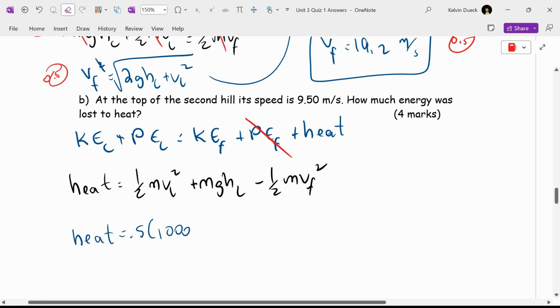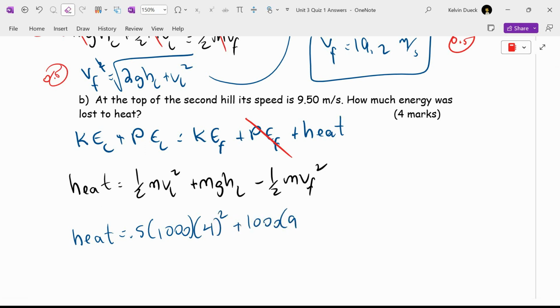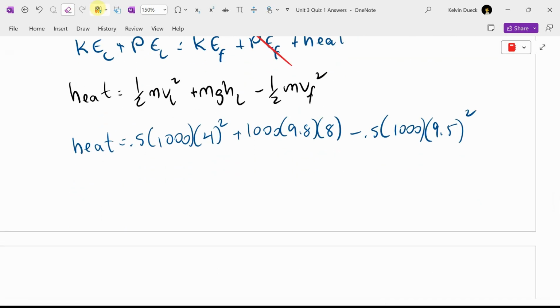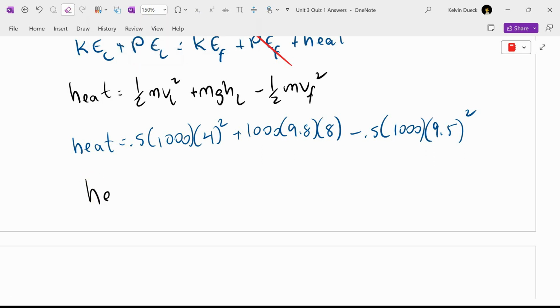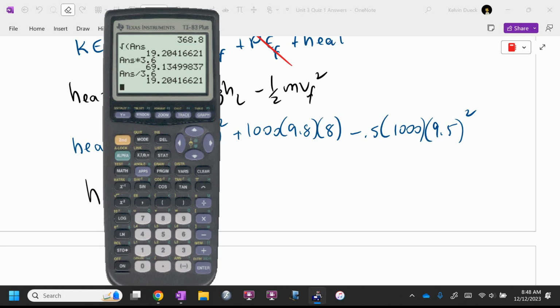Was the mass 1,000? Times 4 squared plus 1,000 times 9.8 times 8, not 18, minus 0.5 times 1,000 times 9.5 squared. Well, that's going to be the answer. No idea what the answer is. Bring out the trusty calculator.